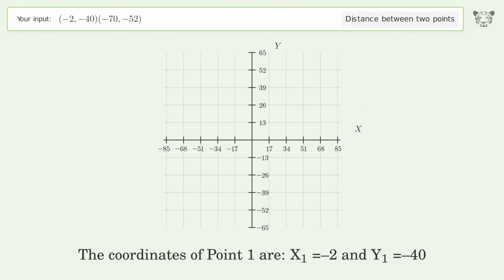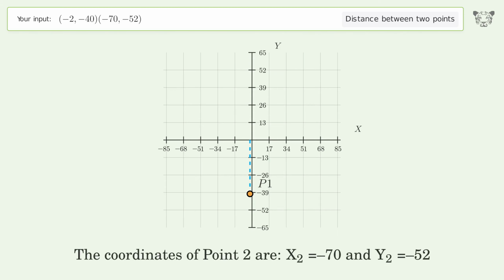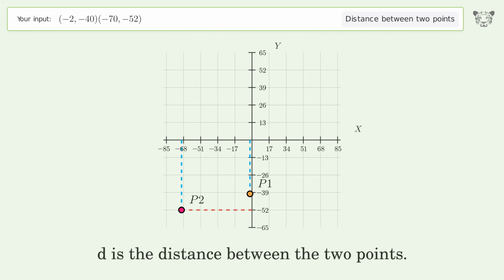The coordinates of point 1 are x1 equals -2 and y1 equals -40. The coordinates of point 2 are x2 equals -70 and y2 equals -52. D is the distance between the 2 points.